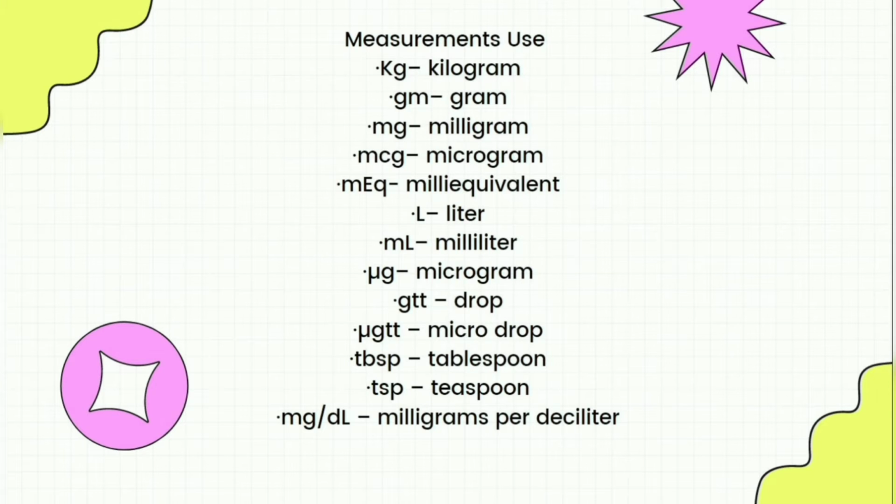This is the most common measurement used. First one, we have the kg or the kilogram, the gm or the gram, mg milligram, mcg the microgram, MEQ is milliequivalent, L liter, ml milliliter, UG stands for microgram, GTT is for drop, UGT is for microdrop, TBSP is for tablespoon, TSP is for teaspoon, and mg/dL, this is milligrams per deciliter.